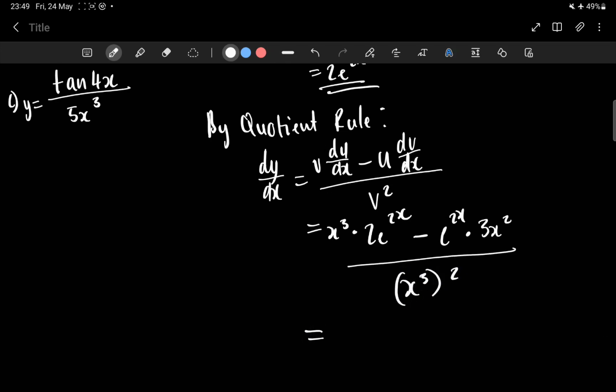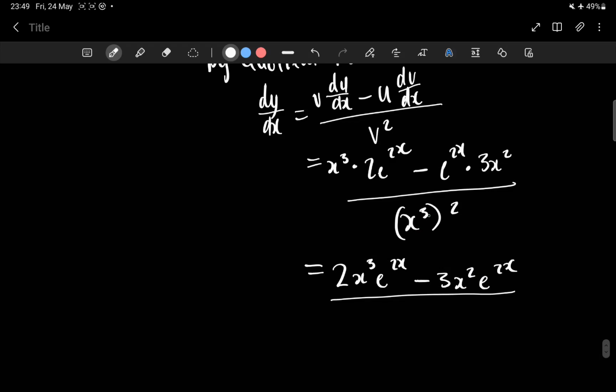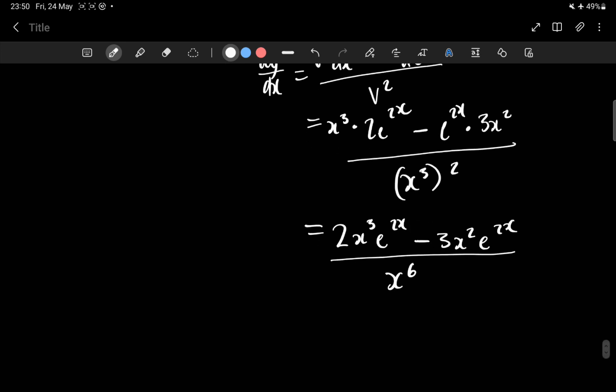This becomes equal to 2 just comes in front. So it'll be 2x cubed e to the 2x minus, in here we say, 3x squared e to the 2x, all over x cubed all squared. When you have a number with a power raised to another power, the laws of indices say multiply the power. So it'll be 2 by 3, it'll be 6. So you get x to the 6. There we go. So now what are we going to do?